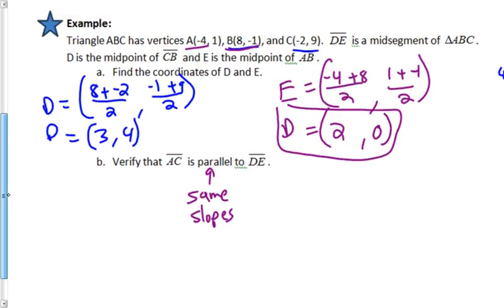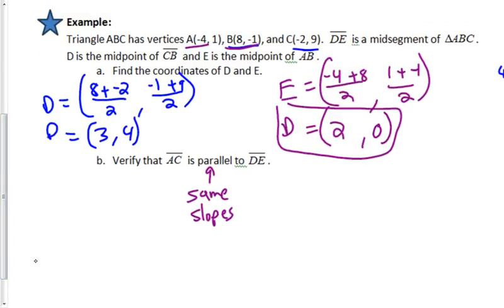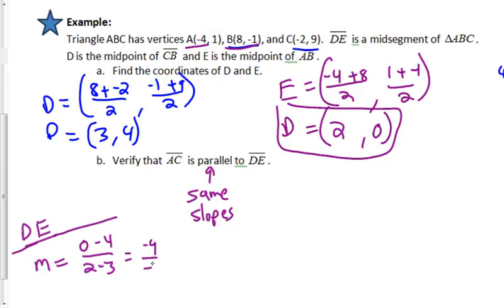So let's find the slope of DE. The slope is going to be y2 minus y1 over x2 minus x1. So let's go 0 minus 4 over 2 minus 3. That's for DE, and we get -4 over -1, which is just going to be 4.